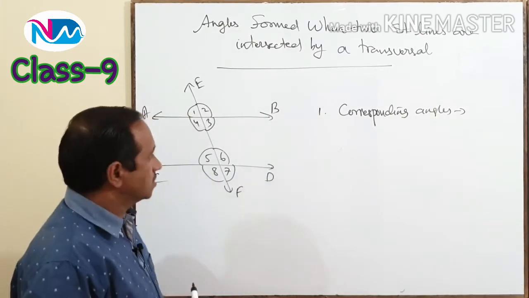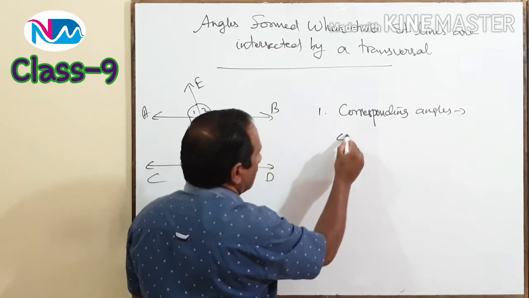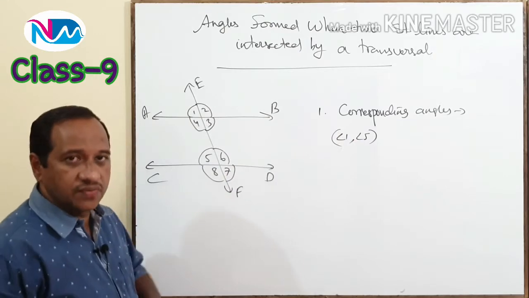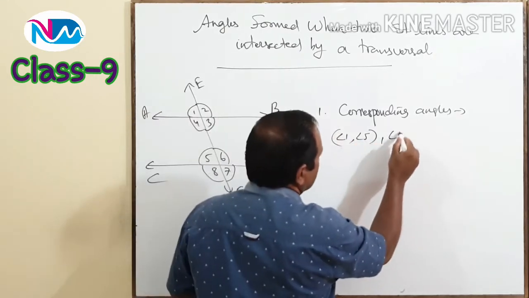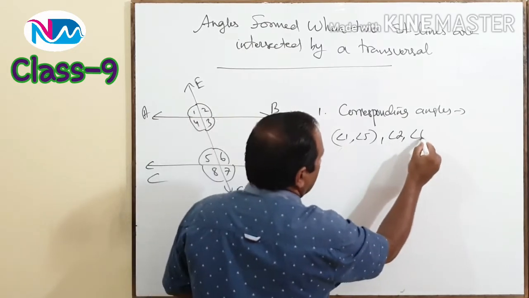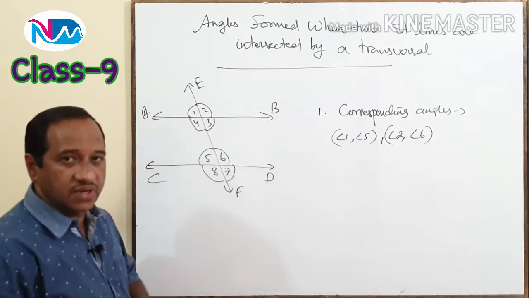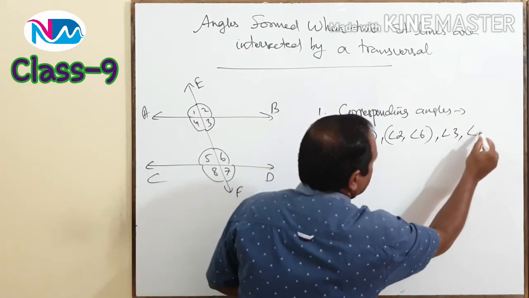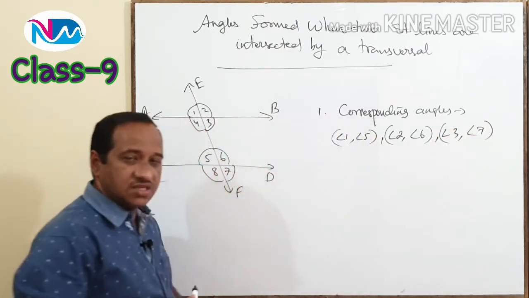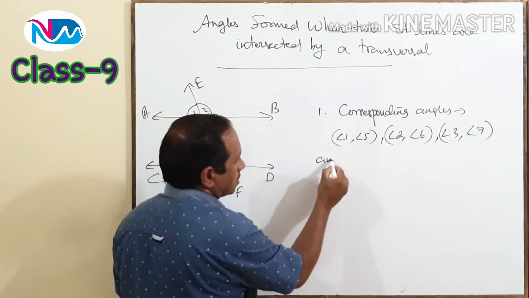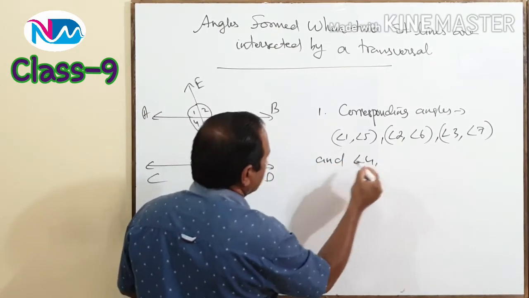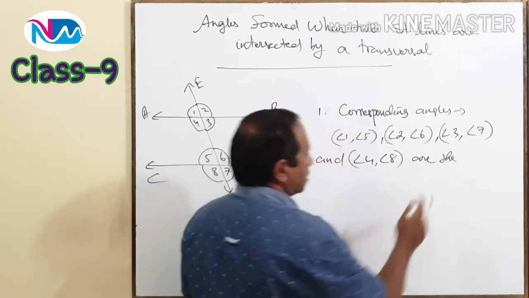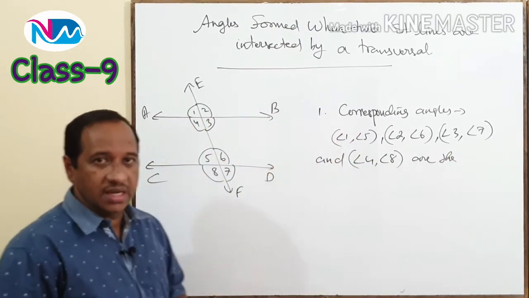With respect to the position, the corresponding angles are angle 1, angle 5. This is the first pair of corresponding angles. Angle 2, angle 6. This is the second pair of corresponding angles. Angle 3, angle 7. This is the third pair of corresponding angles. And angle 4, angle 8. This is the fourth pair of corresponding angles.